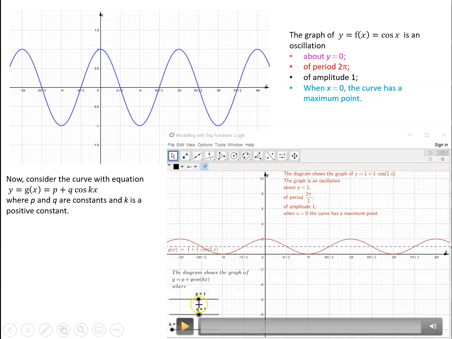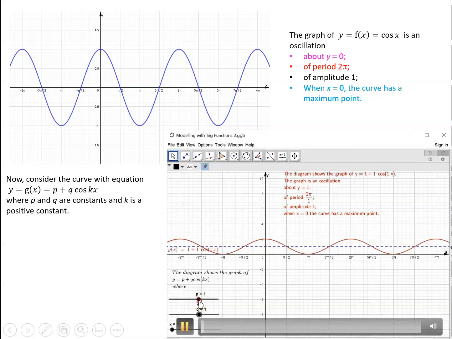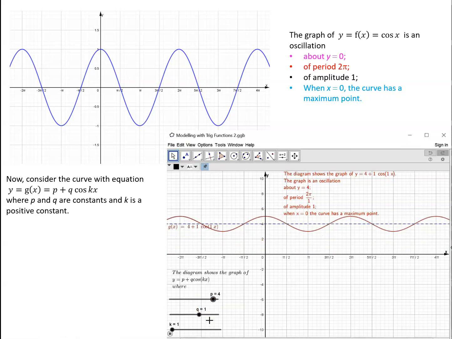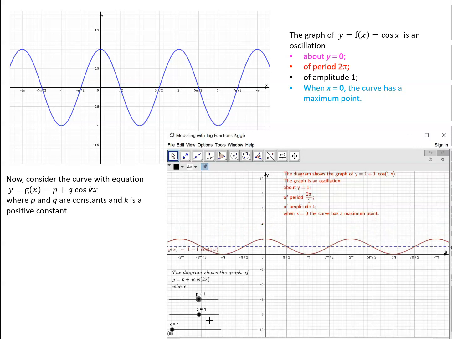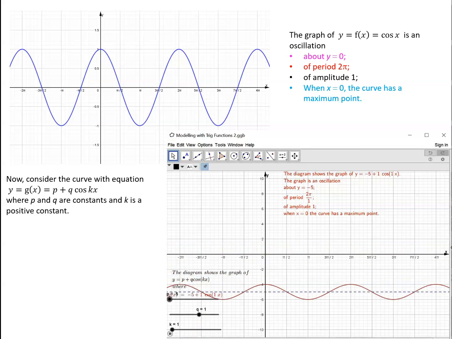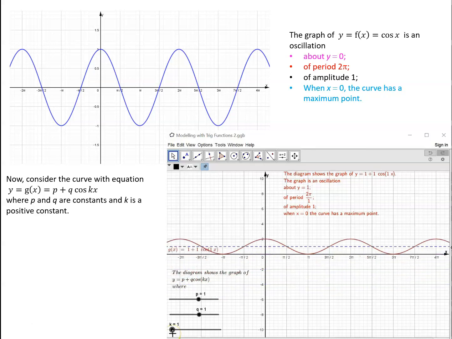First of all, in the video, we're going to see the effect of changing the value of p. So as p changes, again, we can just see that the central position of the oscillation is changing. So we can see that y equals p gives us the middle position of the oscillation. If we now change k, then we can see that we're changing the period. And in each case, you'll be able to observe that the period is 2 pi divided by k.